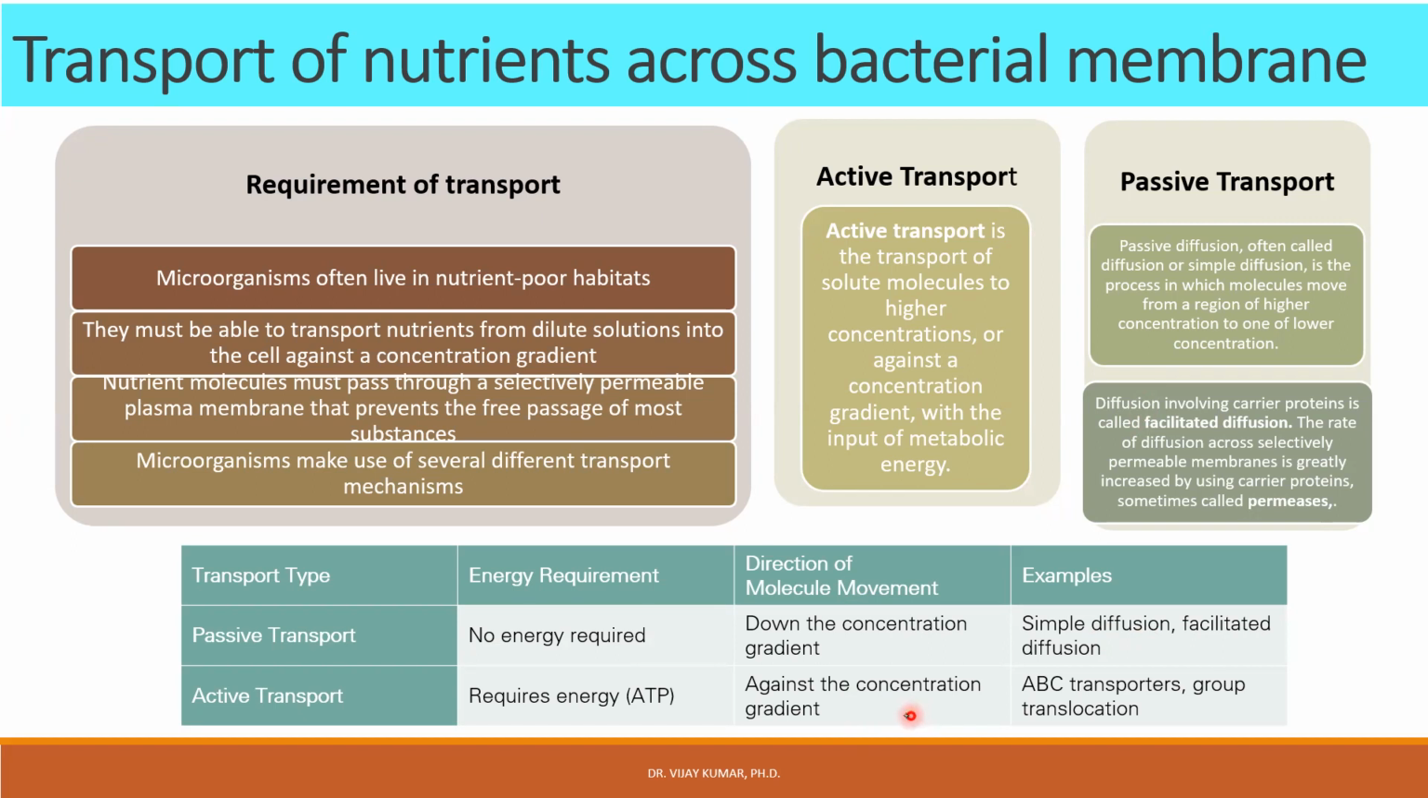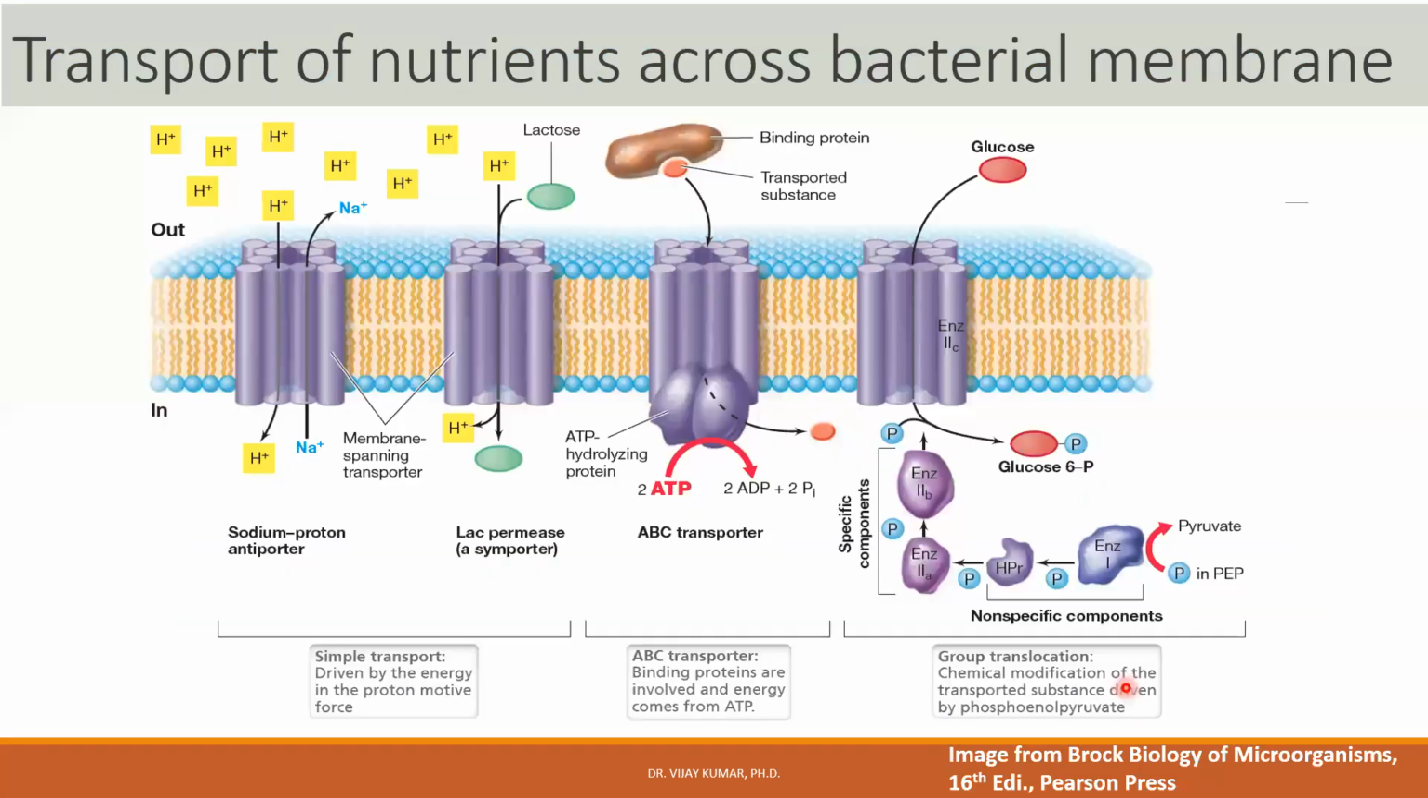So from that diluted form, bacteria require those nutrients to be taken up inside the cell. That's why it is an energy-requiring process, and it is against the concentration gradient. Examples are ABC, that is ATP binding cassette transporters, and the group translocators. We will see in the image.